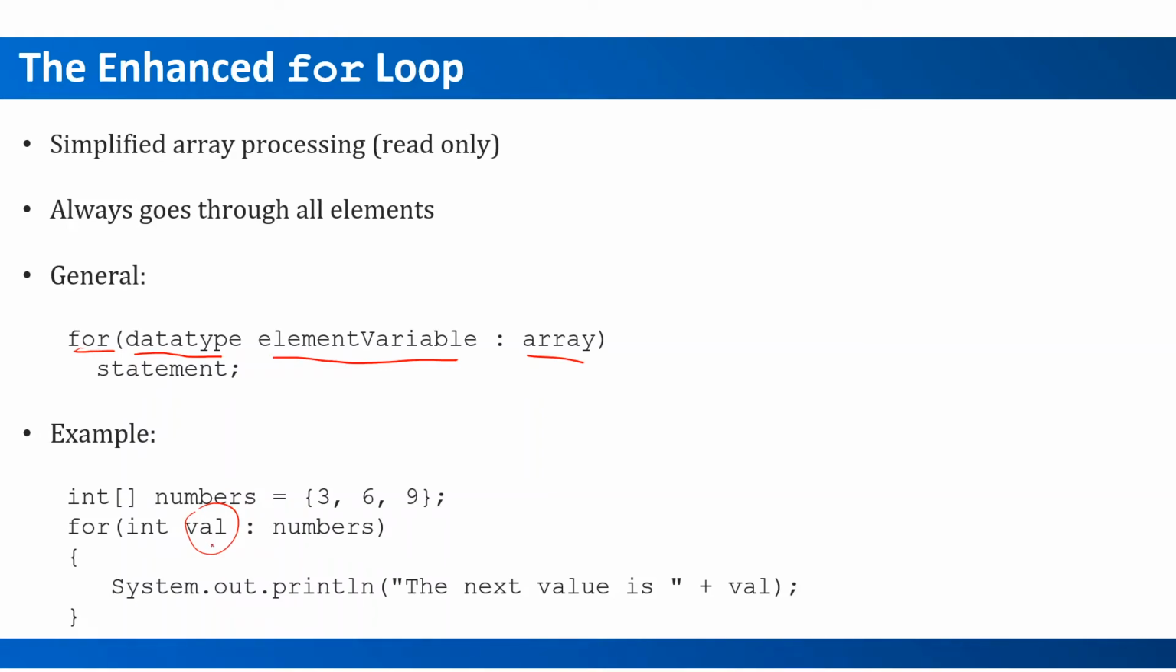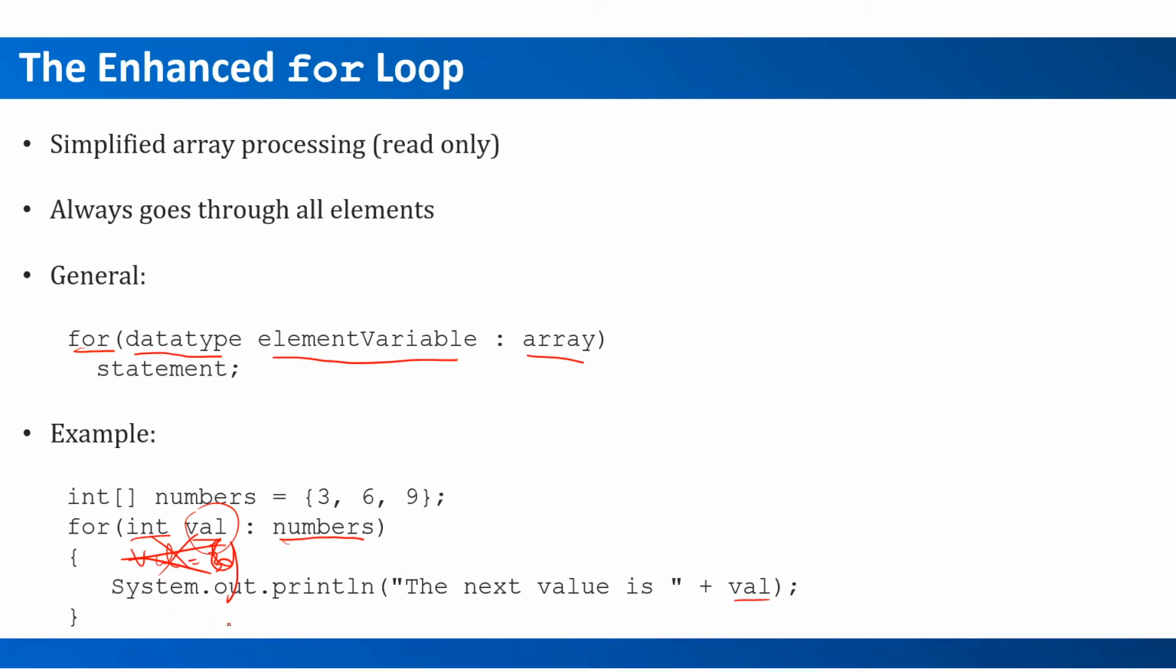You can think of it as if it's a counter of type int, but honestly it's not a counter, it's a variable that is going to span over the contents of the array numbers. So what happens is that val starts as 3, and you print 3. Then val becomes 6, and you print 6. Val becomes 9, and you print 9. And you don't have to do this. The enhanced loop is going to do it for you.